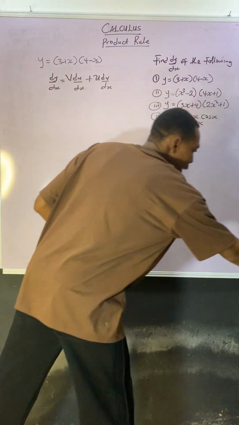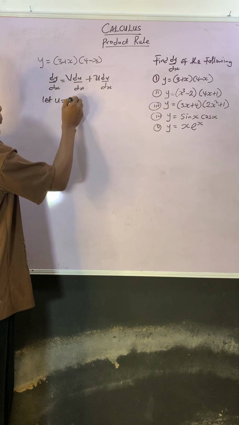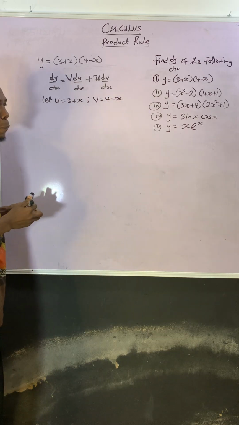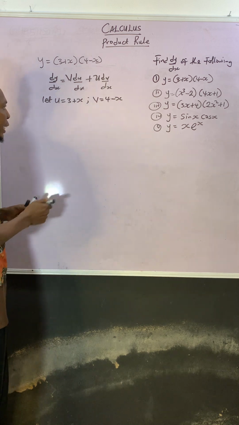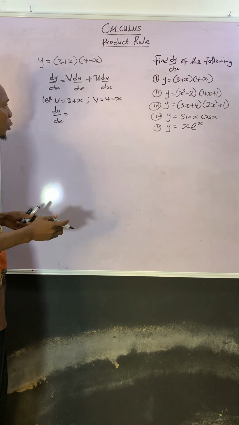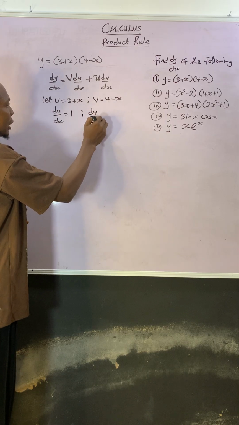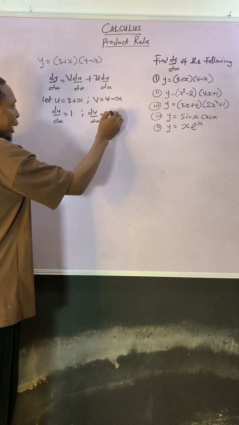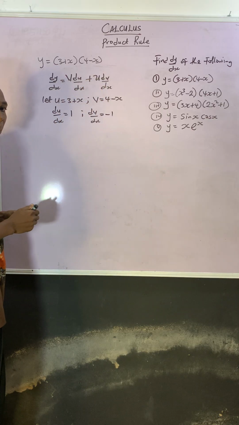So we can go ahead and say let u equals 3 plus x and v equals 4 minus x. Here you differentiate your u with respect to x, and here you differentiate your v with respect to x. So du/dx: differentiating 3 is 0, and differentiating x is 1. Then dv/dx: differentiating 4 is 0, and differentiating minus x is minus 1. After that, you substitute everything into the product rule formula.